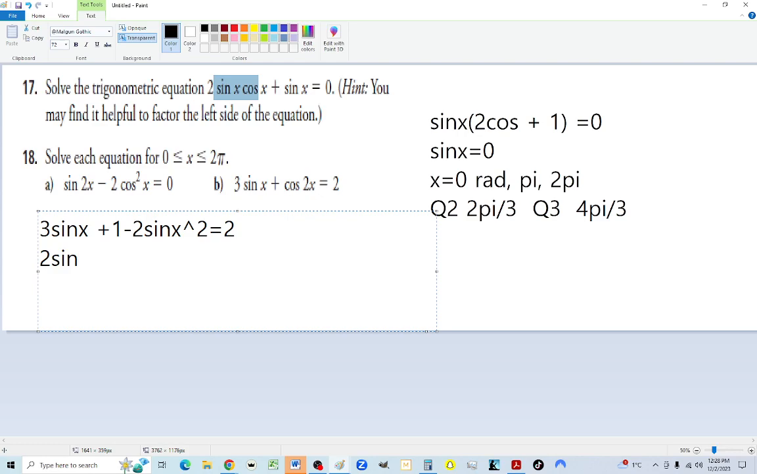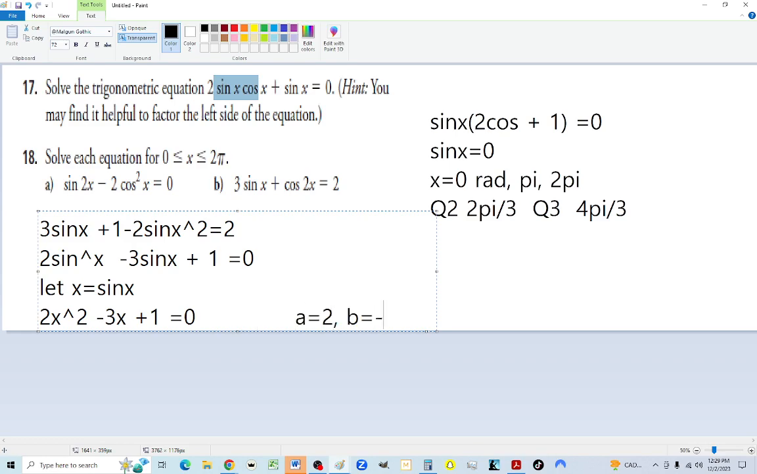So you get 2 sine x squared minus 3 sine x plus 1 is equal to 0. Now let x equal sine x. So really we're talking about 2x squared minus 3x plus 1 is equal to 0. What does that look like? That looks like a quadratic, where a is equal to 2, b is equal to minus 3, and c is equal to 1.